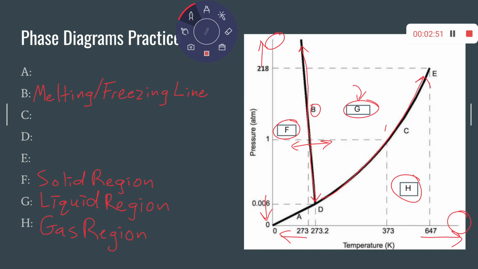So now let's look at C. This represents the transition between liquid and gas. What do we call that? We call it boiling, or we call it condensing. Same process, different direction. So C is my boiling, condensing line or boundary.